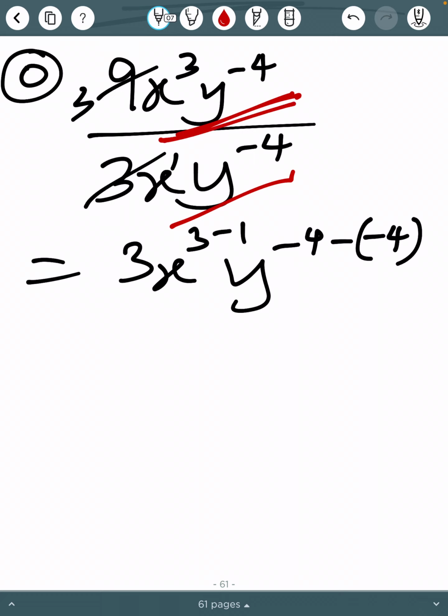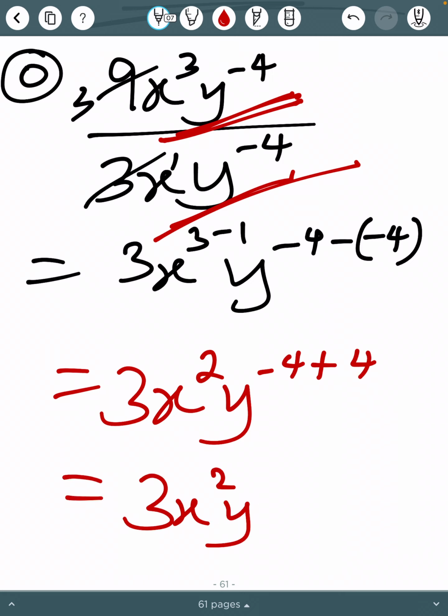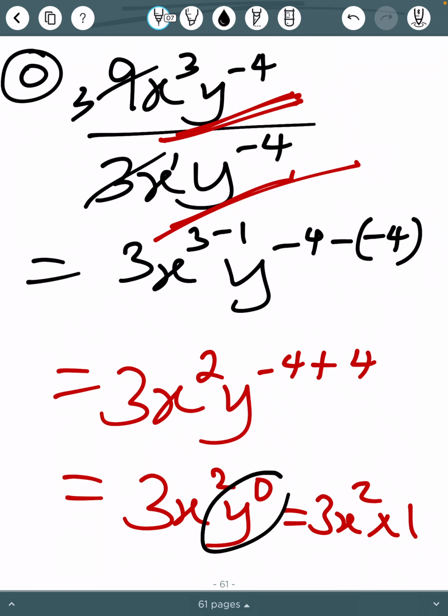I'm dividing y raised to power minus 4 by y raised to power minus 4, so I'll do y raised to power minus 4 minus 4. That's how division works. So this gives me 3x raised to power 2 y raised to power minus 4 plus 4. And that gives 3x raised to power 2 y raised to power 0, or 3x raised to power 2 times 1, because y raised to power 0 is 1. So my final answer is 3x squared. Is that clear? Let's go to question P.